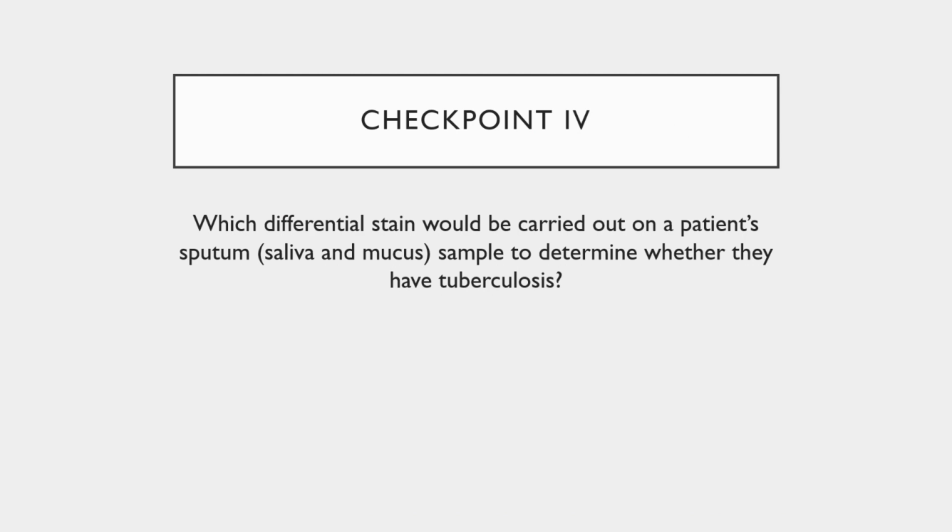So this brings us to a few more checkpoints. Firstly, which differential stain that we've learned about in this class would be carried out on a patient's sputum sample, which is saliva and mucus, to determine whether they have tuberculosis. So what stain would you perform on sputum to figure out if the tuberculosis pathogen is present there?